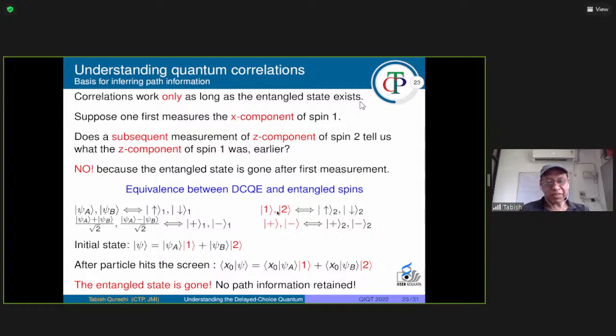And the other spin could be related to the path detector states. These are the eigenstates of the P operator, and these are the eigenstates of the Q operator, which we discussed earlier.